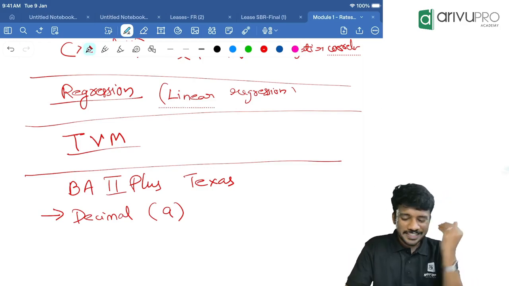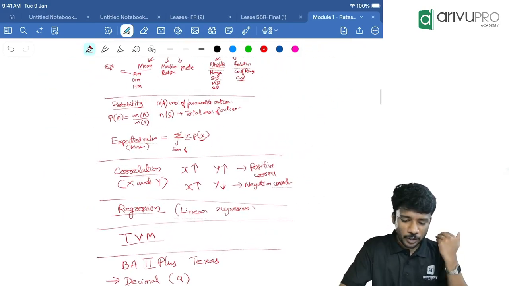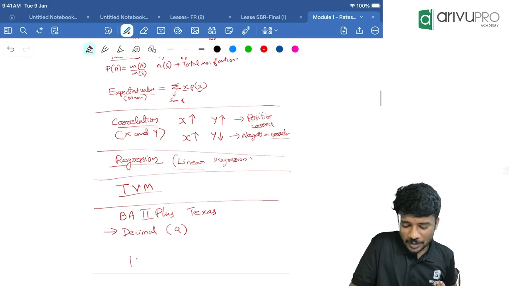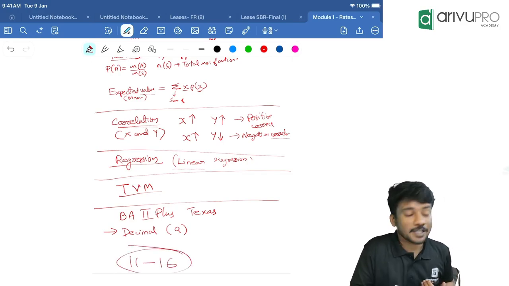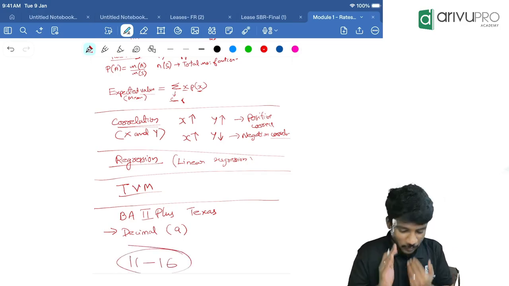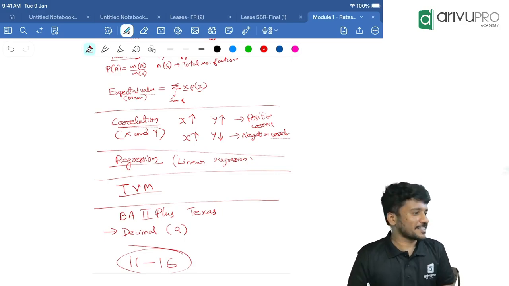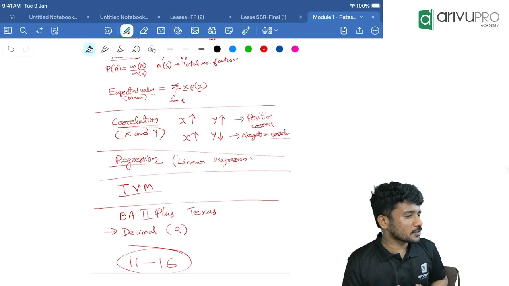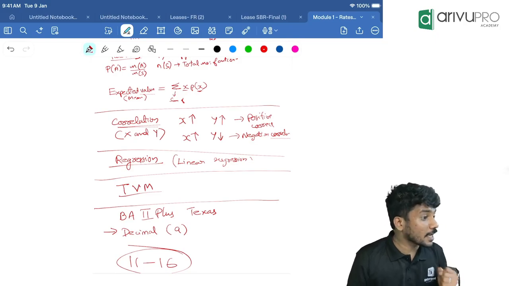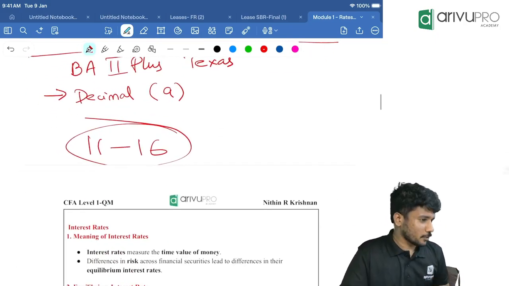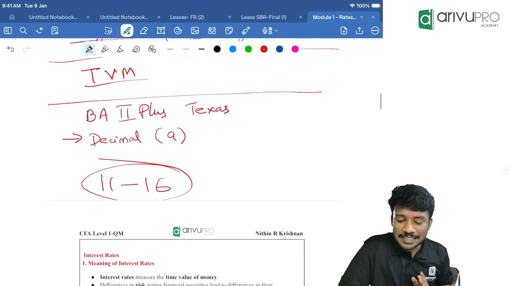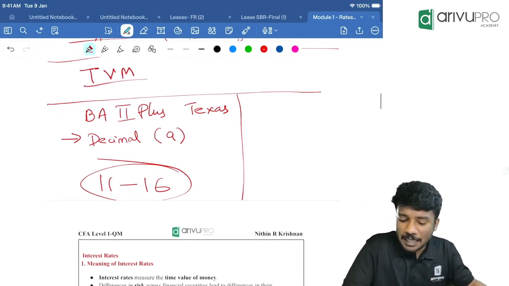Now if this much idea is there, what do you think? Can you score the 11 to 16 marks or 16 questions which are there from this subject, quantitative methods? Will you be able to solve it? Yes, you can get it, and it can be your scoring topic also. So 11 to 16 questions can be there for your examination.